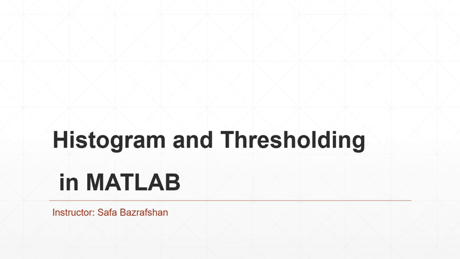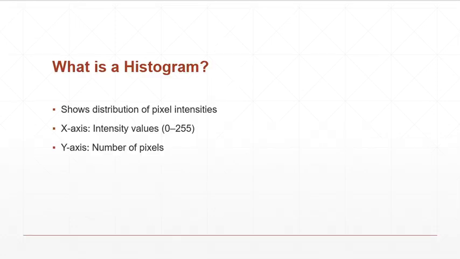In this video, we are going to learn about histograms in images and how to use them to separate objects from the background. A histogram shows how pixel values are distributed in an image. The x-axis is intensity value from 0 to 255 and the y-axis is the number of pixels for each intensity.